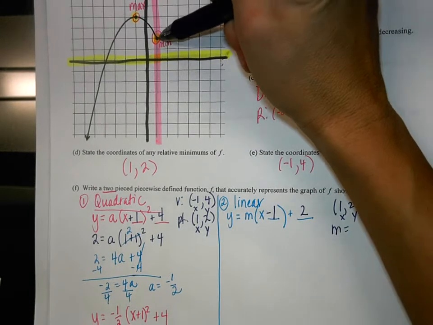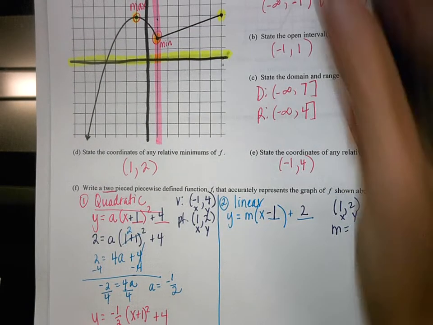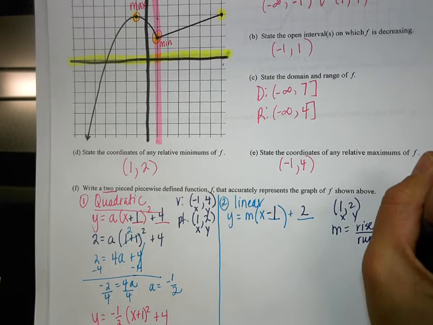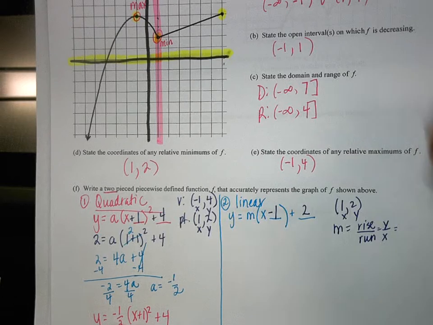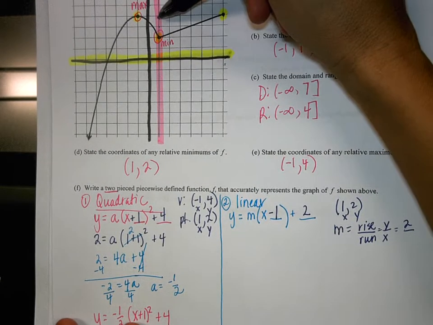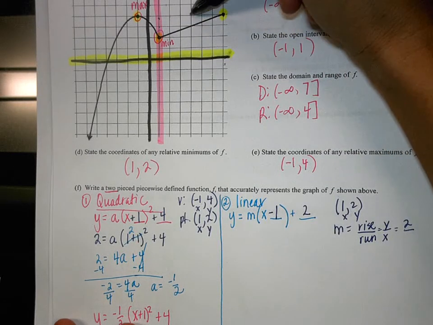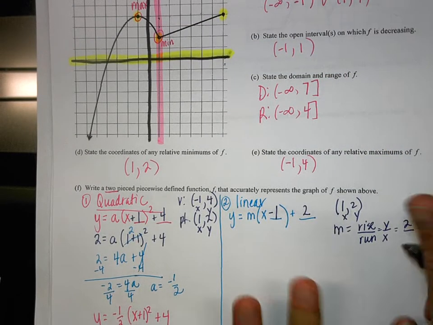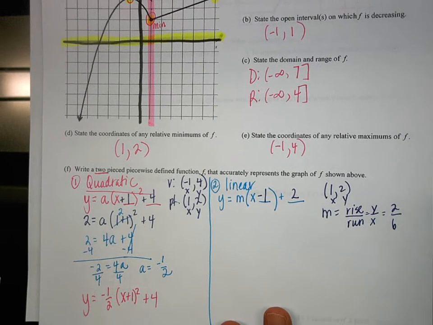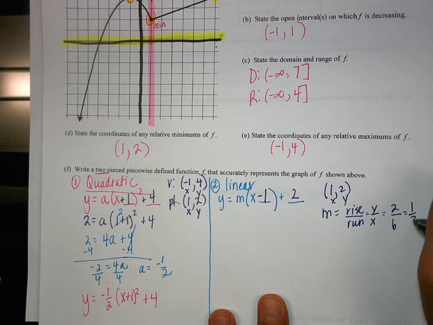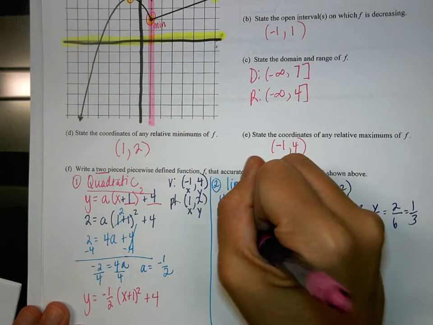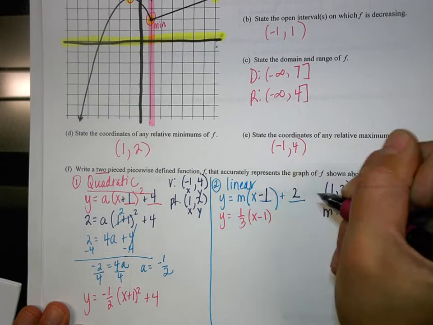So if I count up, it goes up 1, 2. So remember, your slope is always rise over run, or your change in y over change in x. And so this is going up 2, and then it's going over to the right, 1, 2, 3, 4, 5, 6. 2 over 6. And then you always want to reduce that. So in this case, what would that reduce to be? 1/3. So my equation is y equals 1/3 (x minus 1) plus 2.